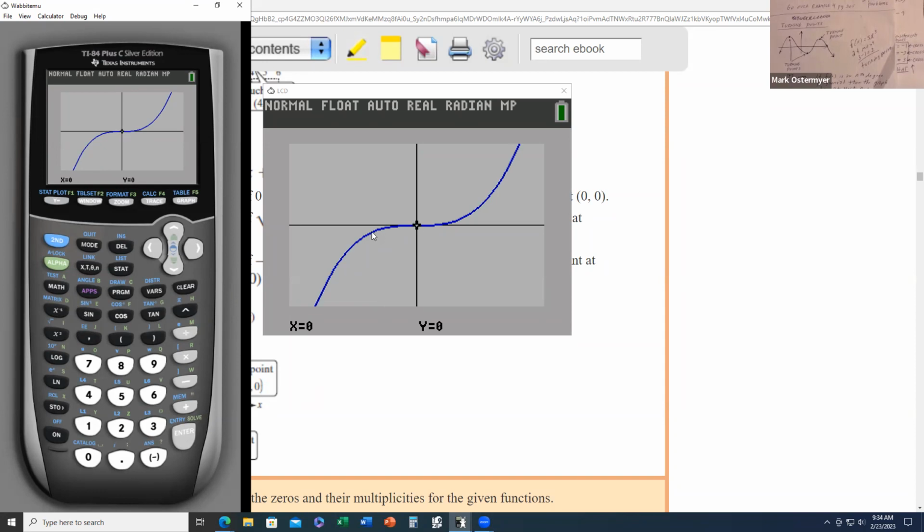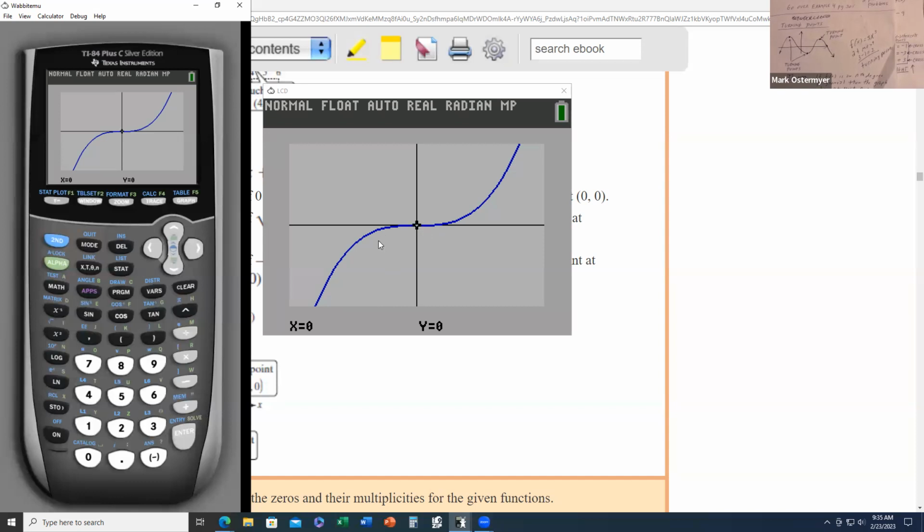Do we actually have a turning point here? Well, this graph does not actually turn around and then dip down and then go to the origin. We would say this point (0,0) qualifies as being what's called an inflection point, and you will discover in Calculus 1 what that's all about.